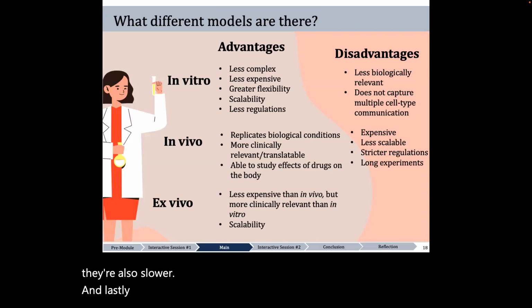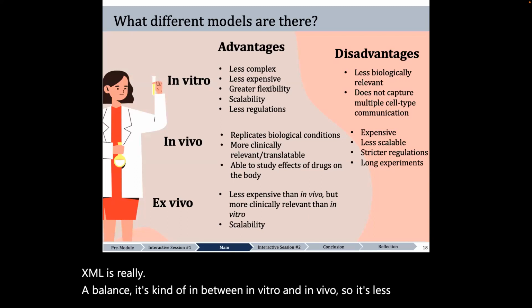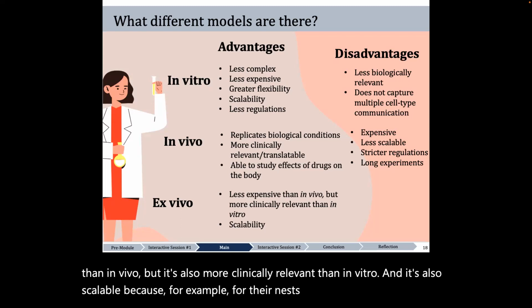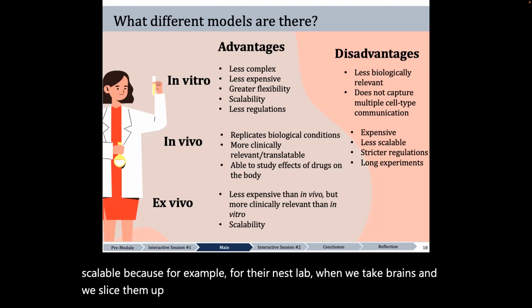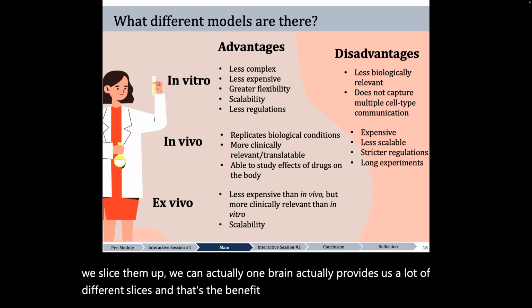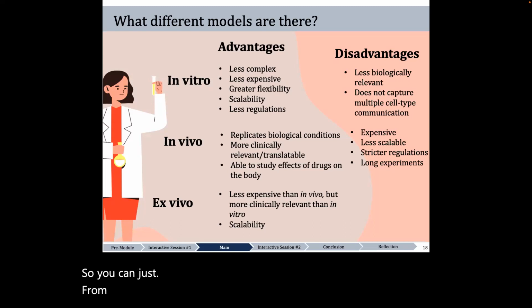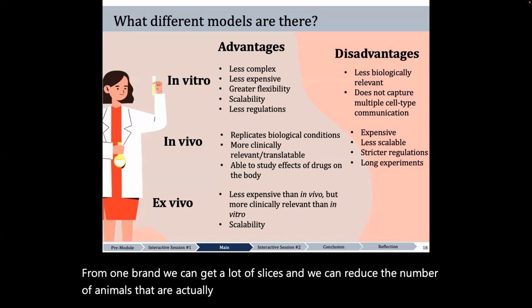Lastly, ex vivo. Ex vivo is really a balance. It's in between in vitro and in vivo. So it's less expensive than in vivo, but also more clinically relevant than in vitro. And it's also scalable because, for example, in the wet lab, when we take brains and we slice them up, one brain provides us a lot of different slices. That's the benefit of this type of work. From one brain we can get a lot of slices, and we can reduce the number of animals that are necessary to perform our experiments.